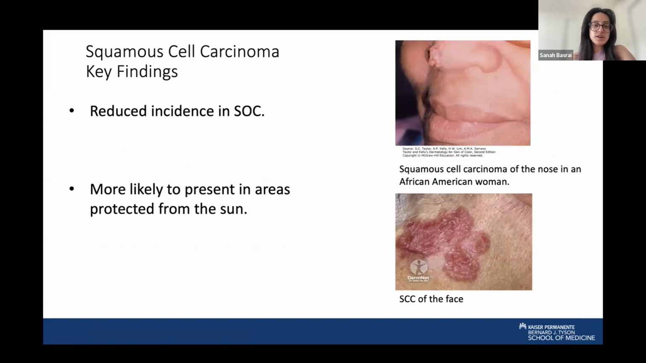Next slide. And then squamous cell carcinoma. So it's good to know that squamous cell carcinomas and basal cell carcinomas have a reduced incidence in skin of color, but when they do show up, it's really hard to pick up because, again, they present a little differently. And so on the picture on top, you can see the nodular presentation of the squamous cell carcinoma on skin of color versus on the bottom, you see an erythematous plaque that's formed. And so the thing to consider is the variation in presentation of squamous cell carcinoma in skin of color.